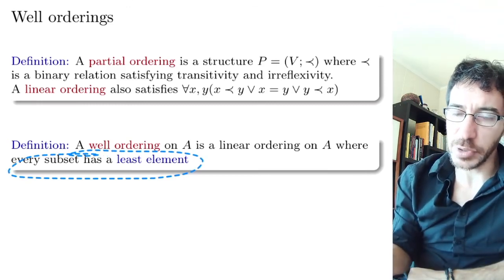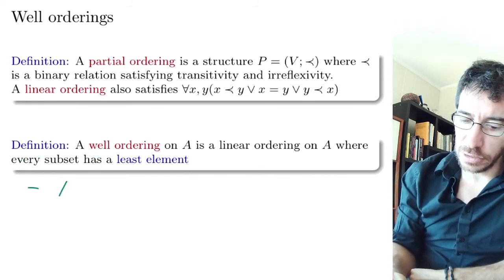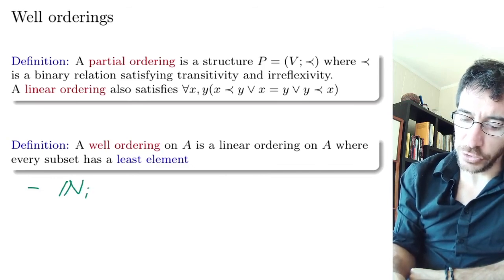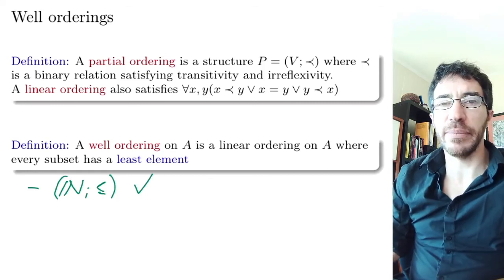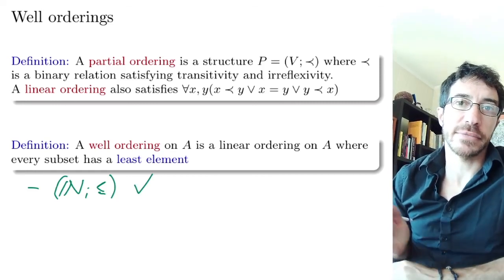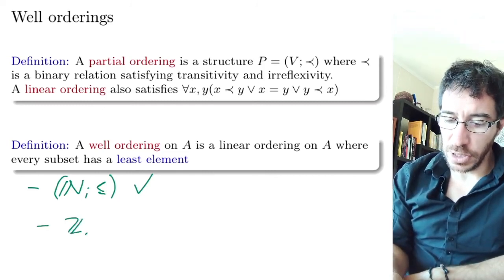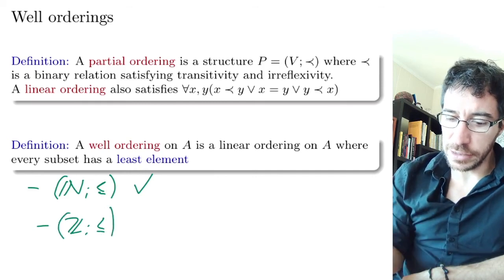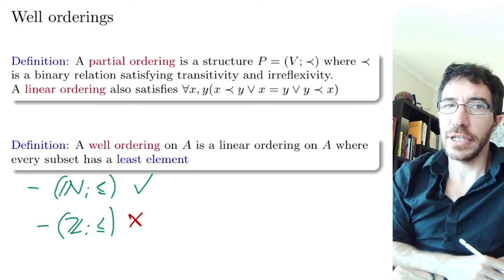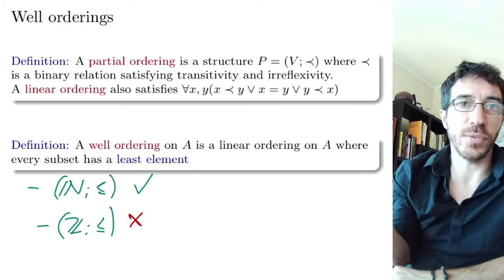So what are the examples of things like that we know? Well, we know the natural numbers with the usual ordering. That's the standard property of the natural numbers, that every subset has a least element, right? While if you take, for instance, the integers with the usual ordering, that's not the case. If you take, say, the negative integers, there is no least among all the negative integers. You go to minus infinity, there is no least one.